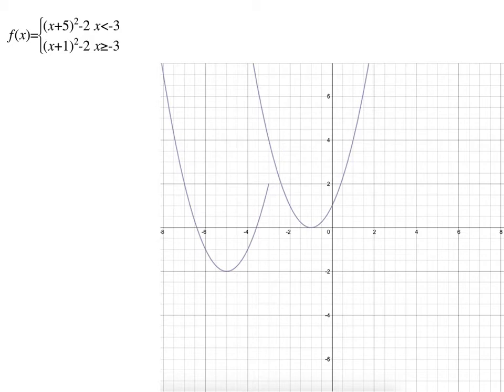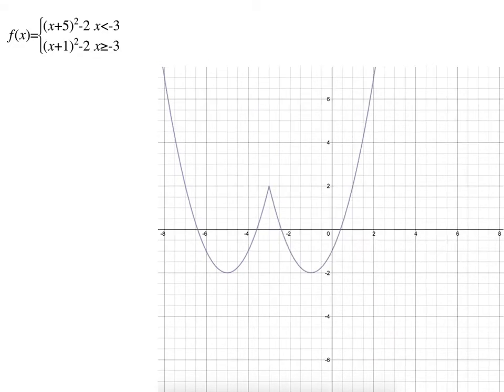Wait a minute, that's not right. It needs to be shifted down. And then also we only want to use the part greater than or equal to negative 3. There we go. We shifted it down and just used the part greater than or equal to negative 3. And we got a nice W there. So we can start to make little designs by restricting the domain. Notice it's still a function. It still passes the vertical line test.